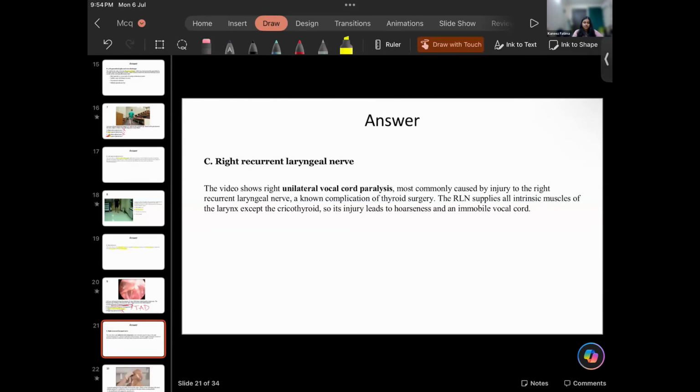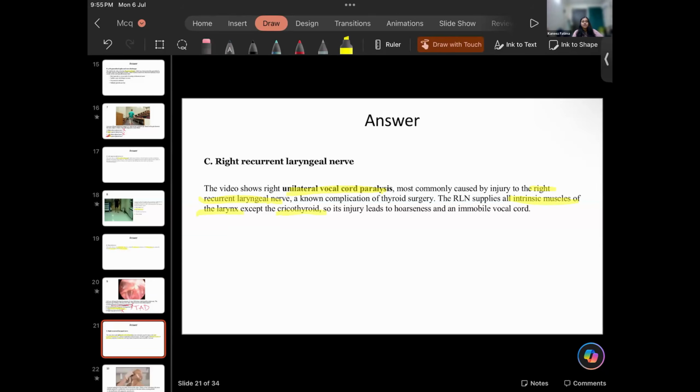Let's see the explanation. The video shows a right unilateral vocal cord paralysis, most commonly caused by injury to the right recurrent laryngeal nerve, which is a known complication of thyroid surgery. And as the question has also given us the clue, there is a history of right hemithyroidectomy. The recurrent laryngeal nerve supplies all the intrinsic muscles. Yes, I forgot to mention the intrinsic muscles. It supplies all the intrinsic muscles of the larynx except the cricothyroid.